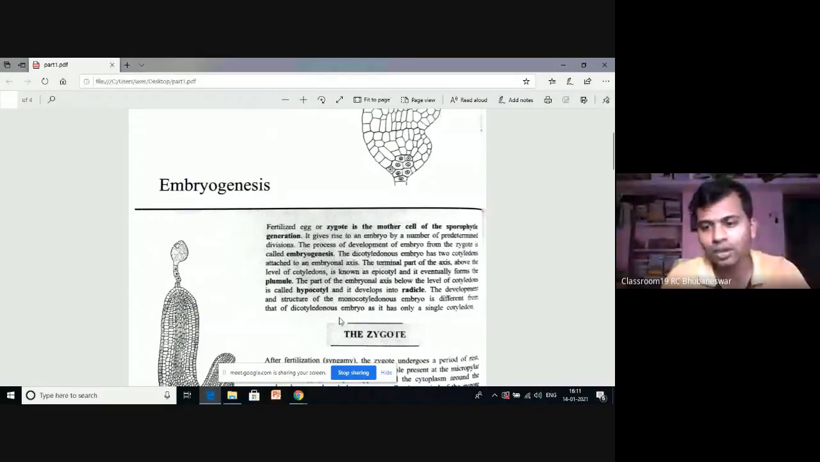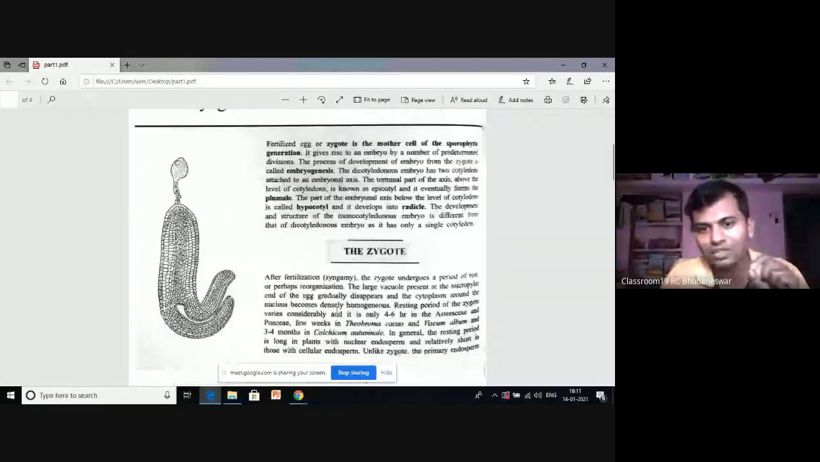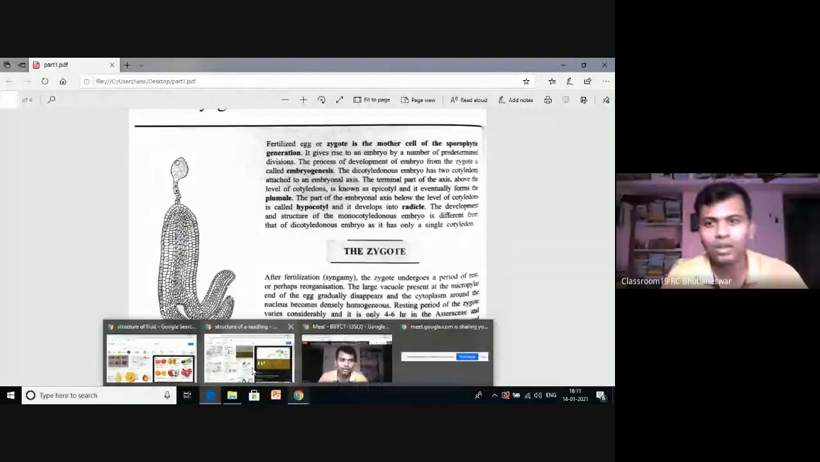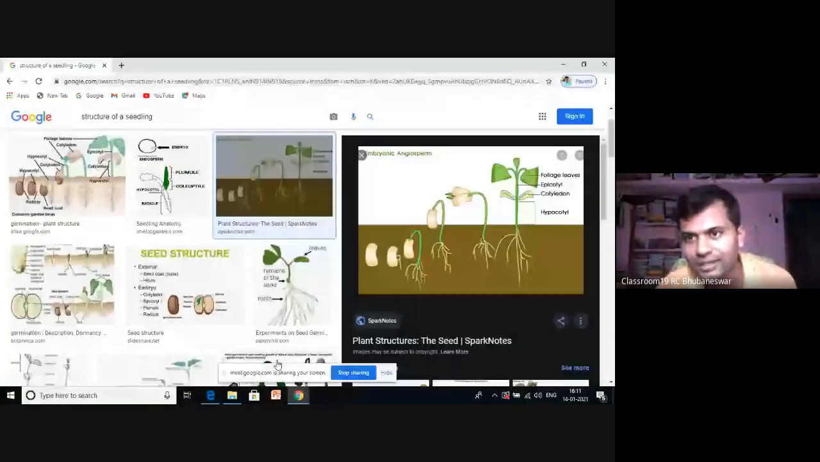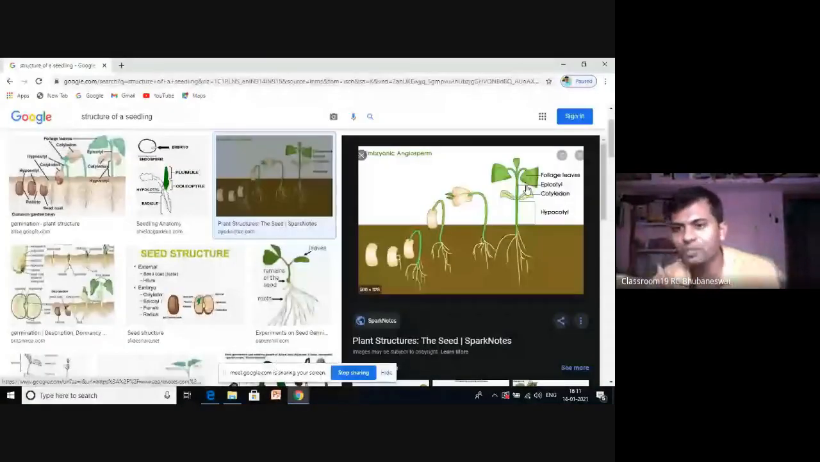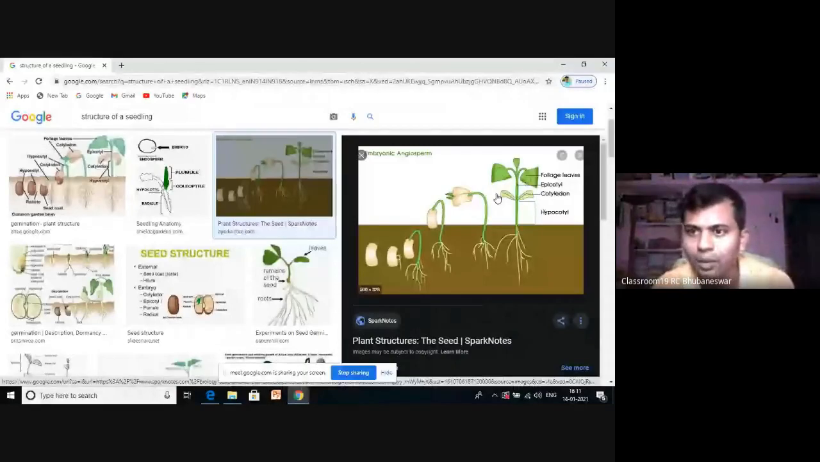Before we discuss embryogenesis in detail, first we discuss the structure of the embryo. What are the parts of the embryo? Look at this figure, at the extreme right. This is our embryo.